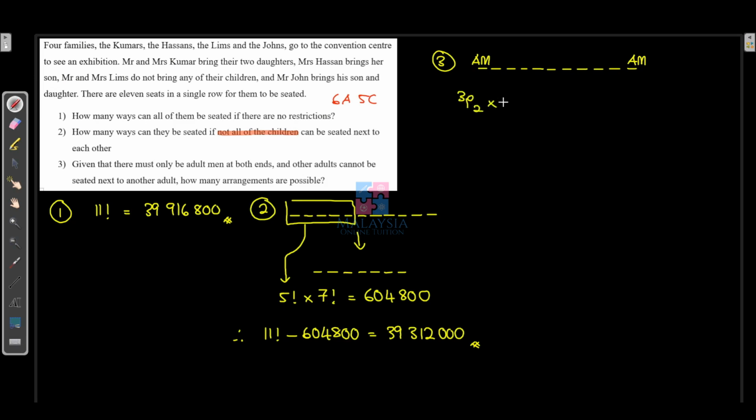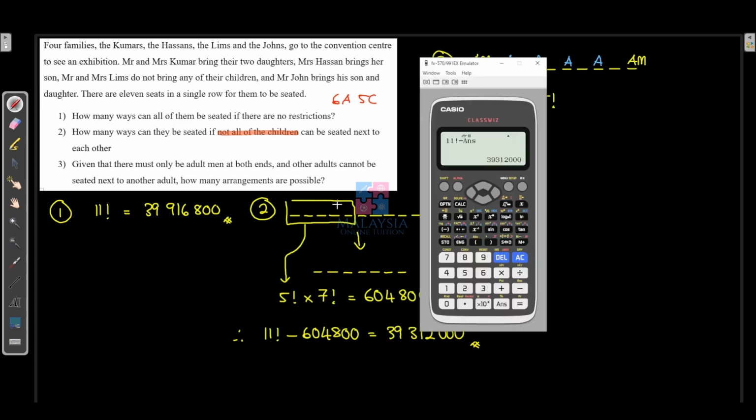After that, where can we put the remaining adults? So this is adult men. The next adult can be here, the next one here, the next one here, and the next one here. As you can see, we have 4 remaining adults after we have put the 2 adult men at both ends. We want to rearrange them in these 4 spaces, so 4P4, which is 4 factorial. And for the children, no restrictions, so 5 factorial.